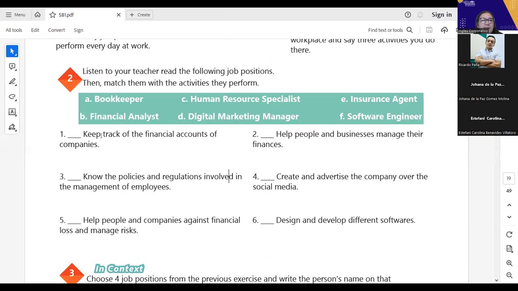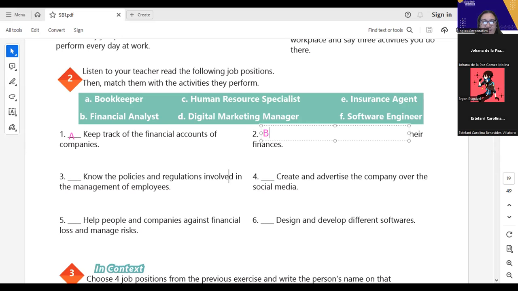It says, keep track of the financial accounts of companies. What letter? Letter A. So it's an accountant or a bookkeeper, right? Help people and businesses manage their finances. Letter B, financial analyst. Yes? Everybody agree?